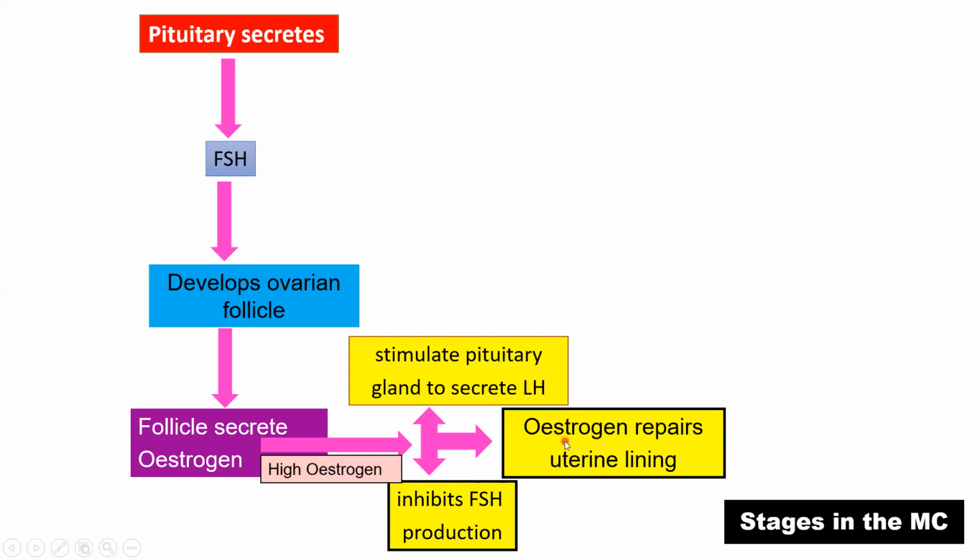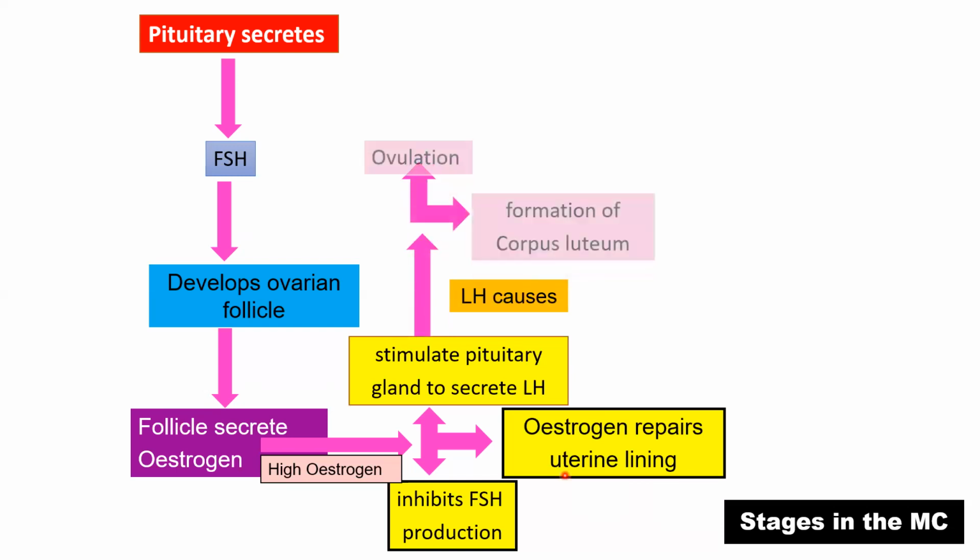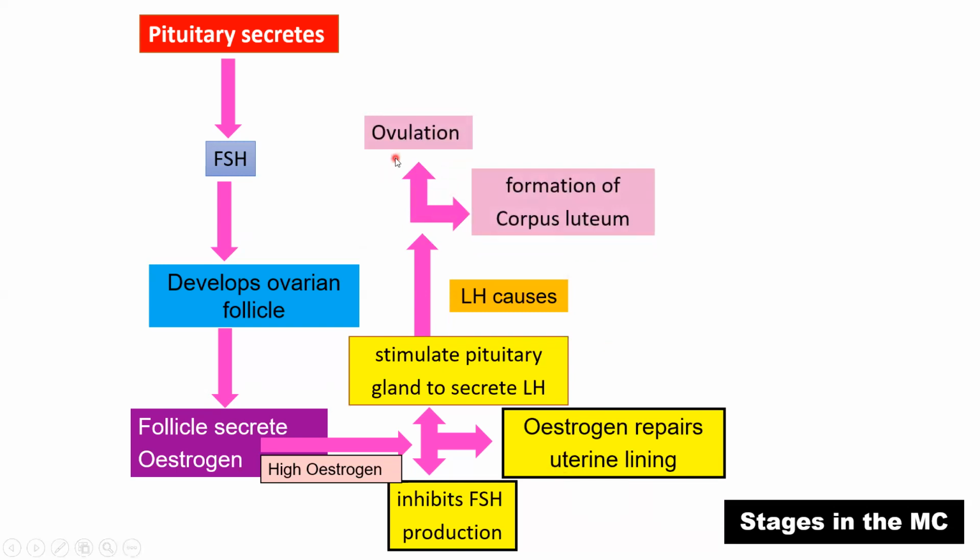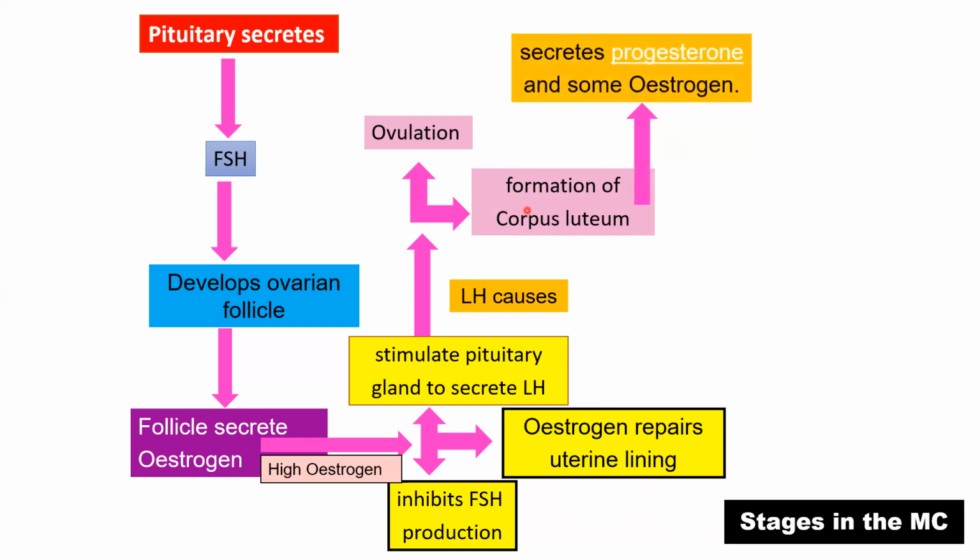So remember, the functions of estrogen and progesterone are related to the uterus. Estrogen is responsible for repairing the uterine lining. Whenever luteinizing hormone is released by the pituitary, it has two actions: it causes ovulation from the follicles and formation of the corpus luteum. Whenever the follicle develops, it releases the egg, and after the egg release, the follicle becomes the corpus luteum. The corpus luteum then secretes progesterone as well as estrogen.